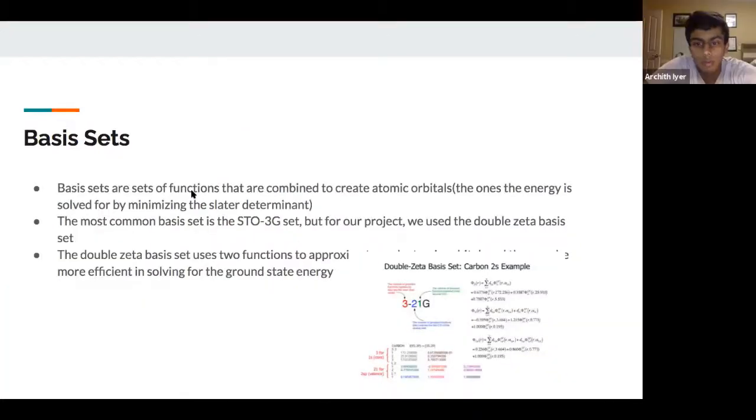So now I'm going to cover what a basis set is. Probably should have done this earlier, but it is important to note. Basis sets are sets of functions that are combined to create atomic orbitals, essentially the ones the energy is solved for by minimizing the Slater determinant. The most common basis set is the STO-3G, but we use a double zeta basis set for our project. The reason is because we're using two functions to approximate each orbital instead of one. So the STO-3G might have slightly less accuracy because it's only using one. Here we're using two, so both of them are minimized when we're solving for the final ground state energy.